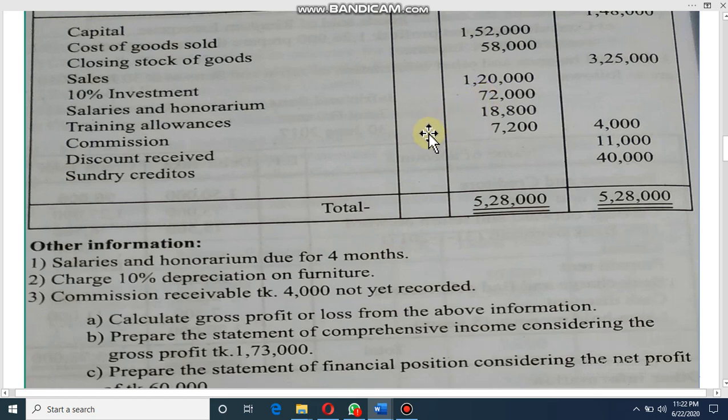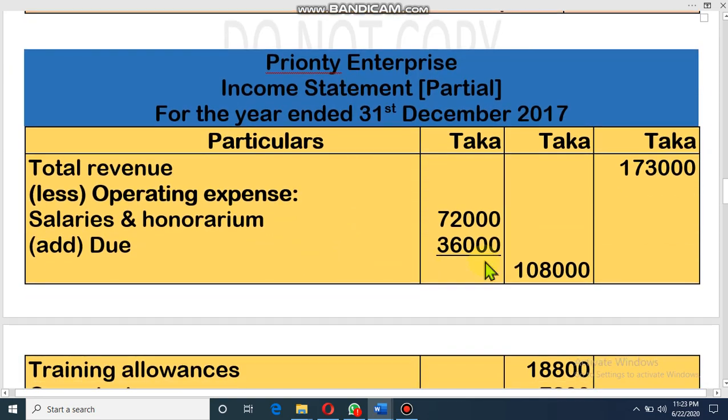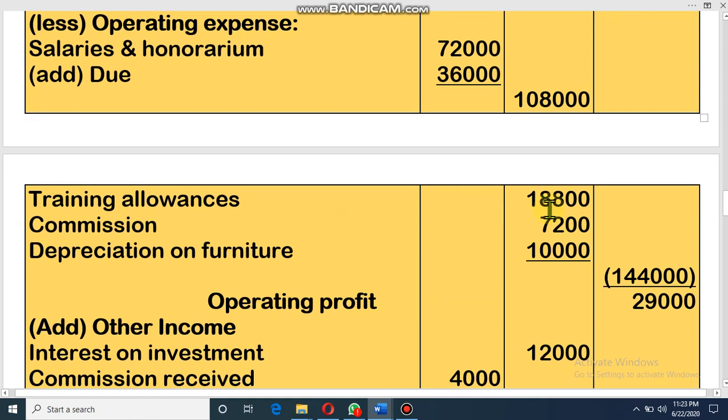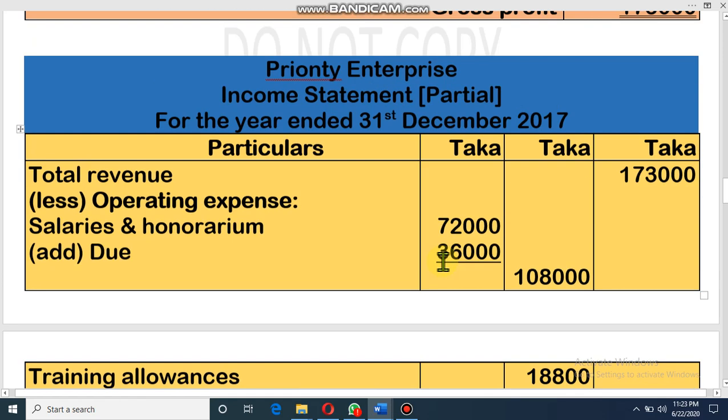That means you will get for 1 month, 72 divided by 8. Then you have to multiply by 4. Then it will be 36,000. Dear student, look at 36,000 in the calculator. So we have to add the due salary, then training allowance, which I told earlier, commission, then depreciation of furniture. This is also an adjustment item.